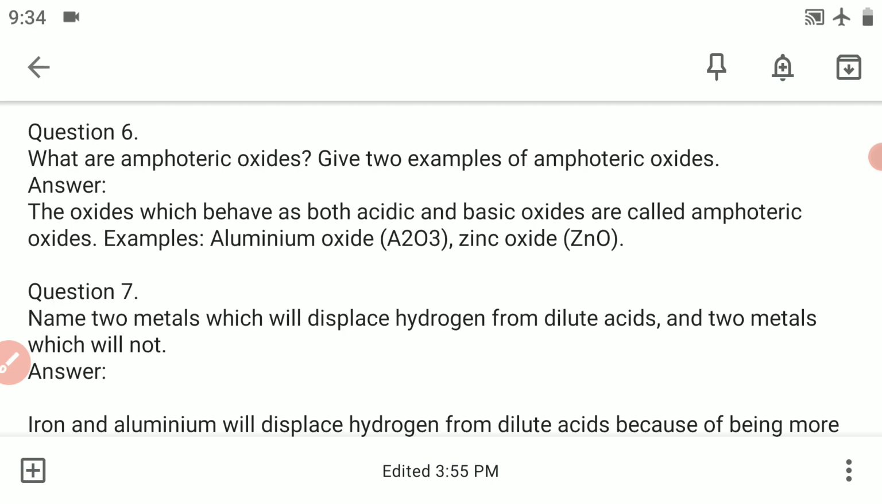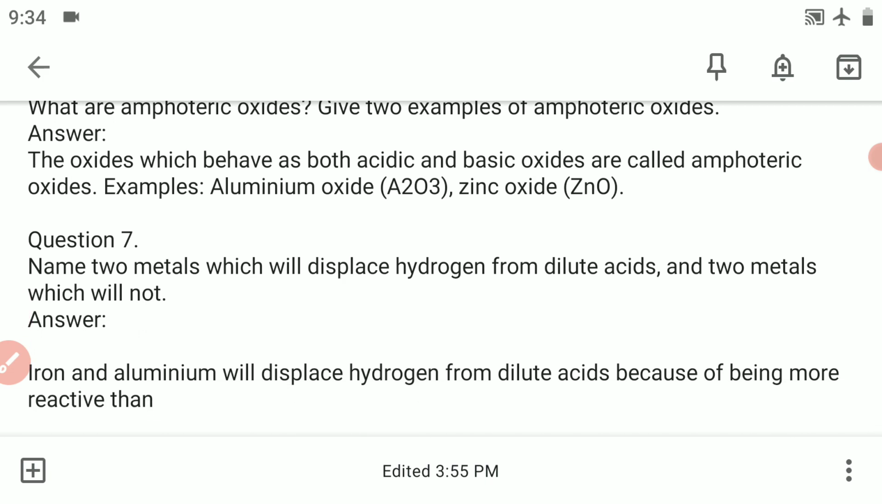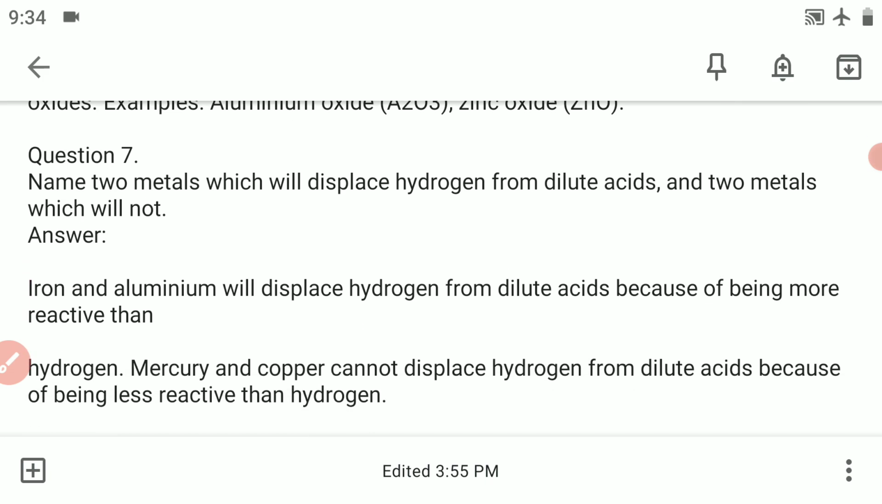Question number 6. What are amphoteric oxides? Give two examples of amphoteric oxides. The answer is, the oxides which behave as both acidic and basic oxides are called amphoteric oxides. Examples, aluminum oxide, zinc oxide.